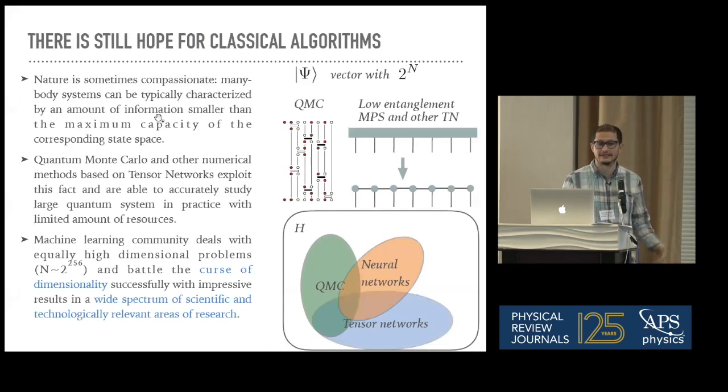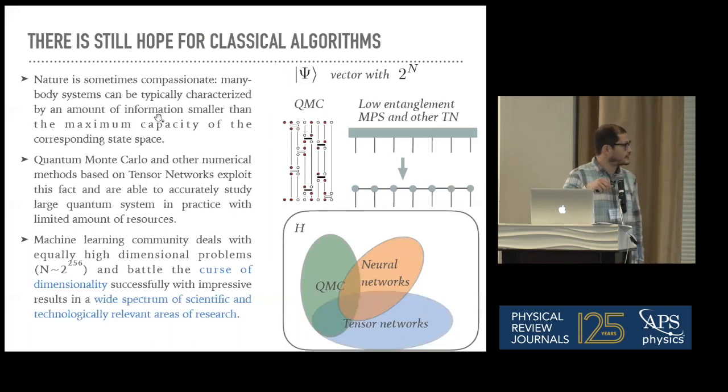We're still making progress along this direction, using still a classical calculation. What I would like to say, or to encourage, or to discuss, is that the machine learning community deals with equally high dimensional problems. For instance, they study image recognition or language translation and so on, and those problems are really high dimensional too.